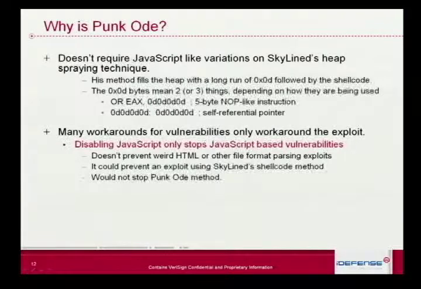So many workarounds for vulnerabilities only stop the exploit. Disabling JavaScript, well, it'll only stop JavaScript-based vulnerabilities. If the vulnerability is in another part of the code which doesn't require JavaScript, then you could use a different exploit method. It would prevent the Skyline heap spraying method, but it wouldn't prevent this method of putting the shellcode in memory.